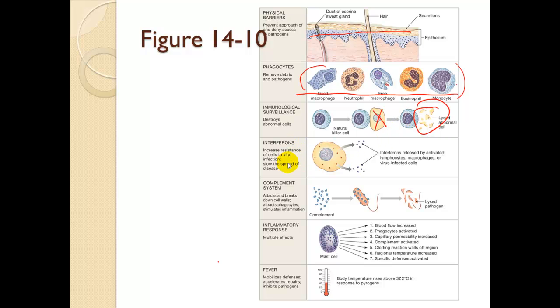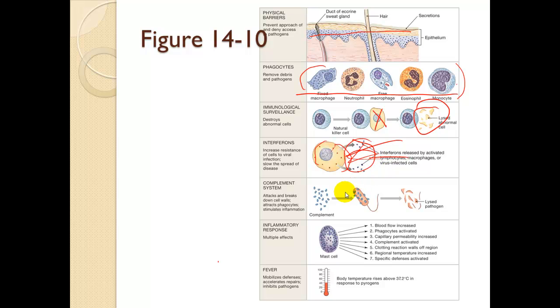Interferons increase the resistance of cells to viral infections and slow the spread of the disease. Interferons are released by activated lymphocytes, macrophages, or virus-infected cells. What this does is help decrease the ability of the virus to proliferate, because this is going to excite the immune system and have us attacking it at any given point.